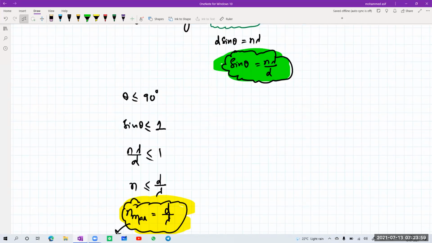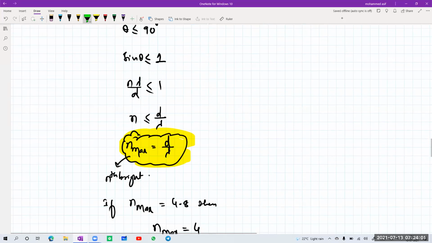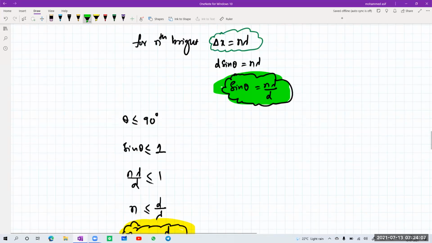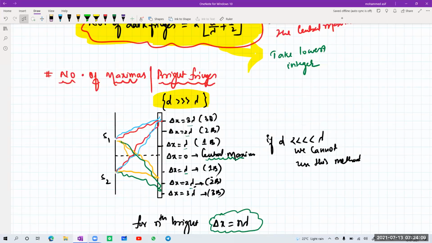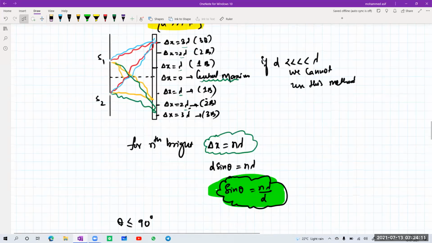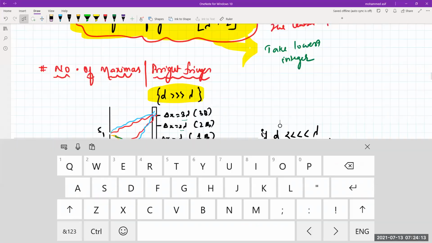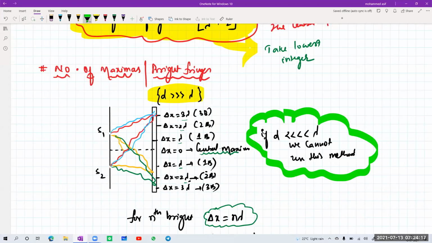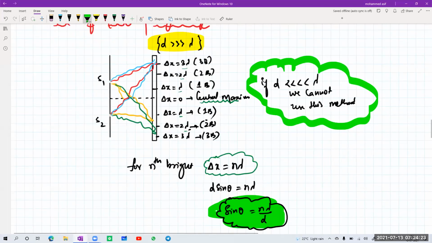So the maximum number of bright points can be calculated directly by the formula n max is equal to d by lambda. And this formula is not applicable if the d value is much lesser than lambda. We cannot use this method. So make sure of this point also whenever you are doing numericals, otherwise you'll get confused. This method will not work if d is very much lesser than lambda. It should be comparable with the wavelength.